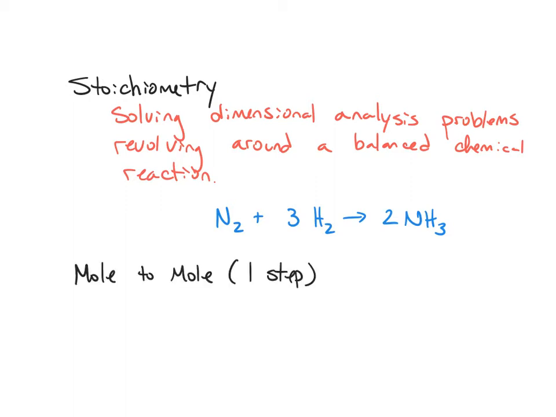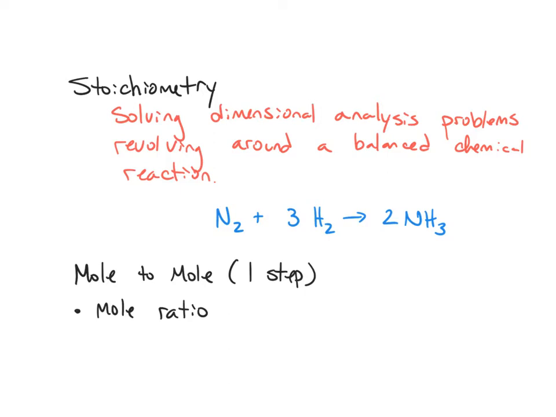Now, in order to do mole-to-mole stoichiometry, we need to generate a conversion factor, which is just a tool that we're going to use to do the dimensional analysis with. That dimensional analysis tool, or that conversion factor, is known as the mole ratio. Now, you might be wondering what the mole ratio is, and, well, I'm about to tell you.